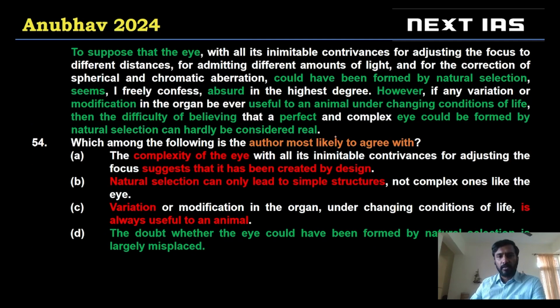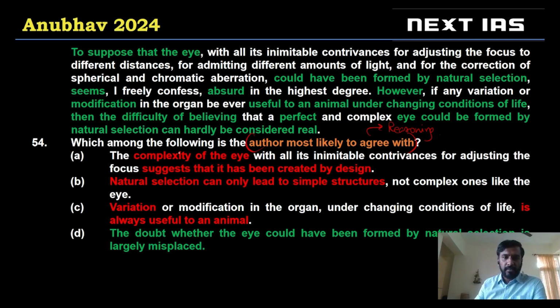Okay, let's look at the question. I know the passage is a little difficult for us to understand, and the question is also a little difficult: which of the following would the author most likely agree with? This is again a reasoning question, we can say a further application question. We have discussed all these questions in class at Next IAS, and we actually have a class allocated for very difficult types of questions as well. Okay, so let's go through the options.